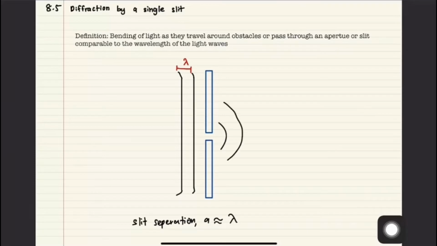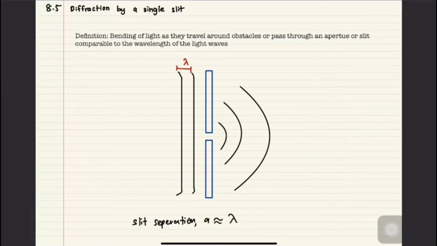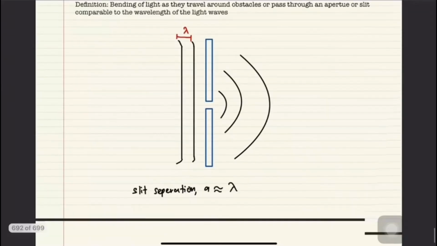Okay. If it is too big, you can't see the change from the plane to the circular wave. This wave will produce a diffraction pattern over here. Okay, A here is the slit separation. The pattern that you can see over there is something similar to this one.